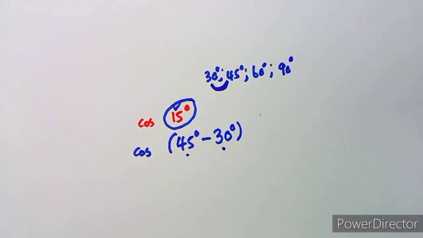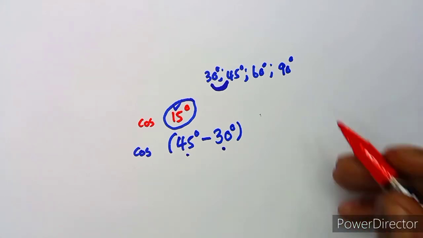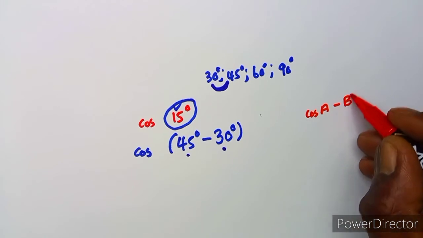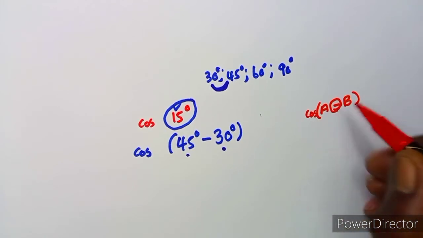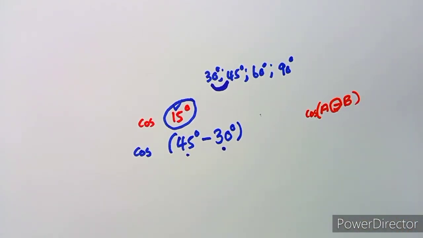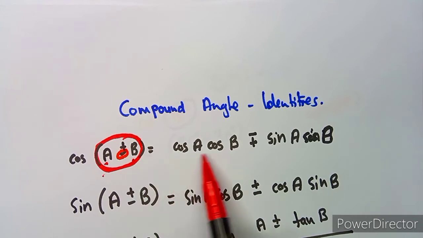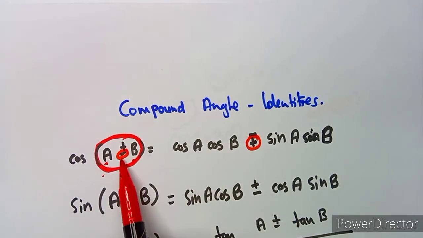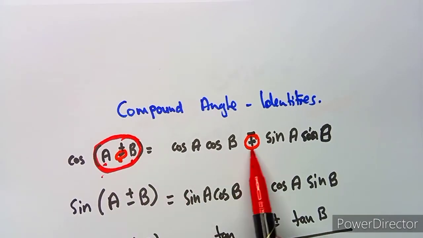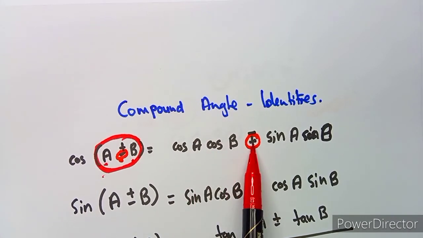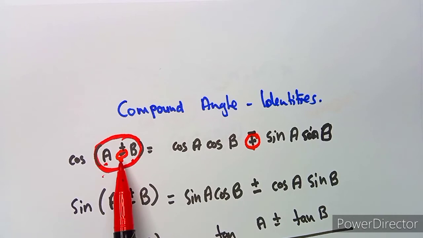Remember, I've got an identity here. This time I'm going to focus on cos(A minus B). So remember, when it is a minus from this part here, it is going to change into a plus. Minus and plus, it corresponds, it changes. When it is a plus, it changes to minus. So it is going to be plus because it was a minus.